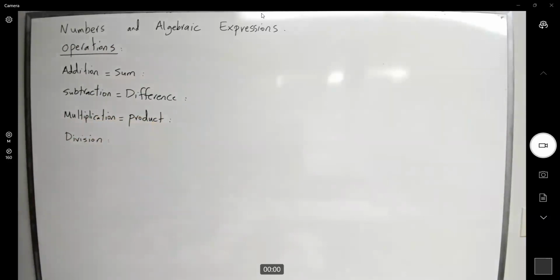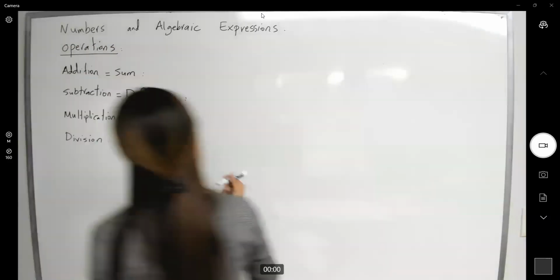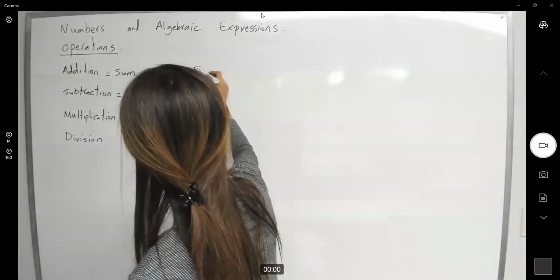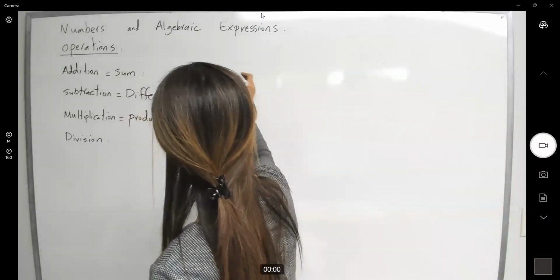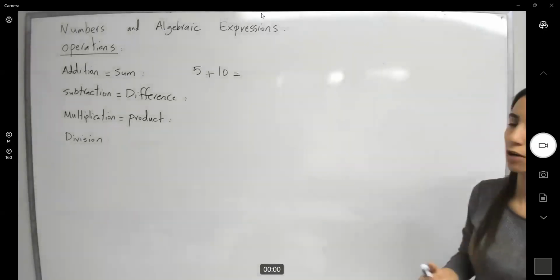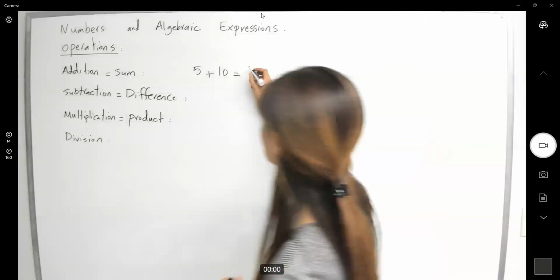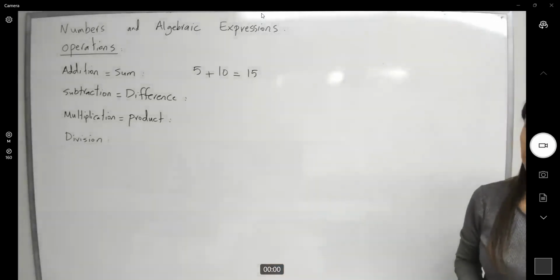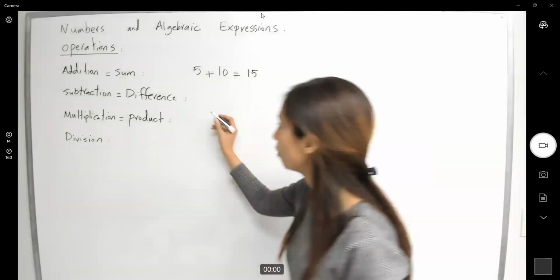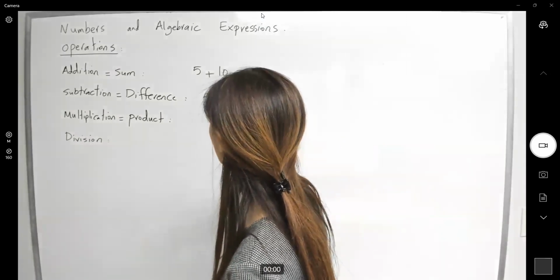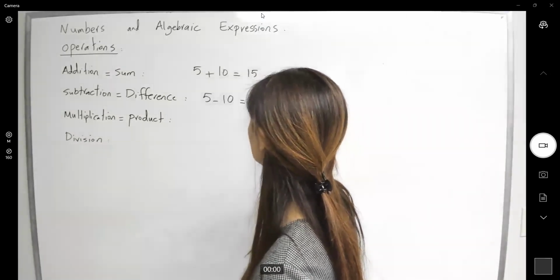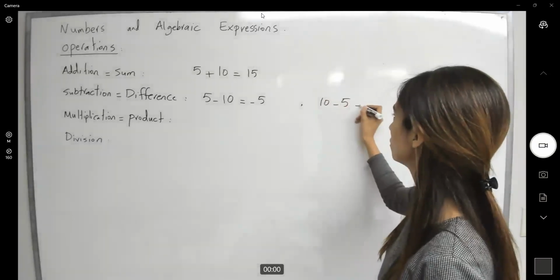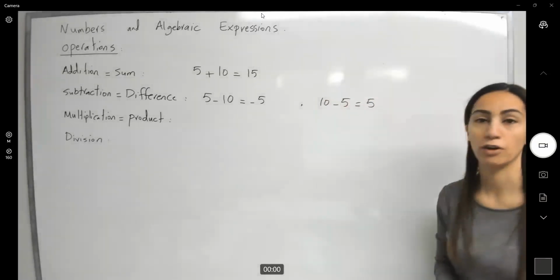So let's go over a couple of examples. If I ask you to add the following numbers, for example, 5 plus 10, just add them and you say that 5 plus 10 is equal to 15, all right? What if I ask you to find the difference between these two numbers? You have two options: 5 minus 10, which is negative 5, and 10 minus 5, which is positive 5.